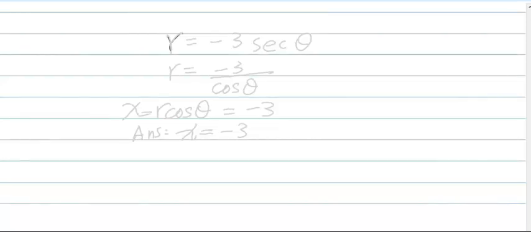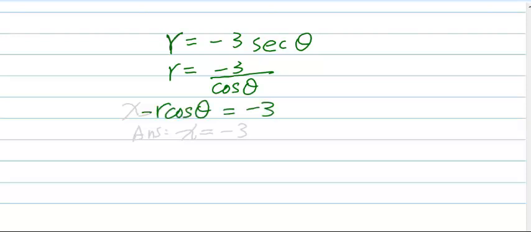We convert the equation r equals negative 3 secant of theta into rectangular coordinates. Secant of theta is the same as the reciprocal of cosine of theta. R equals negative 3 over cosine of theta. We multiply both sides by cosine of theta to get r cosine of theta equals negative 3. And r cosine of theta is x. So our answer is x equals negative 3. It is a straight line.